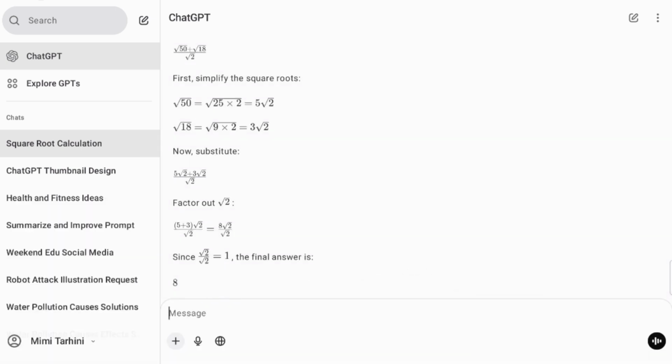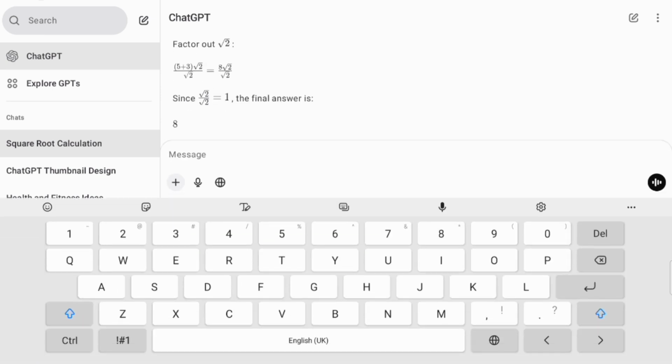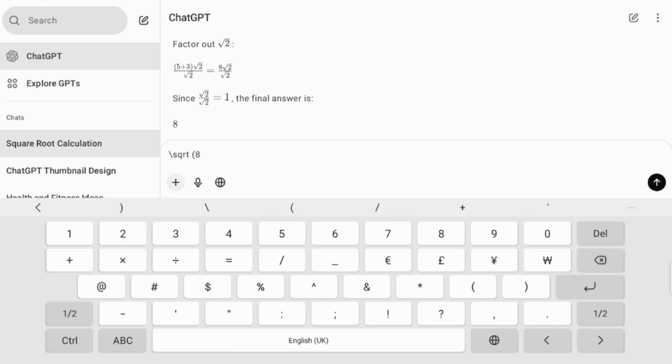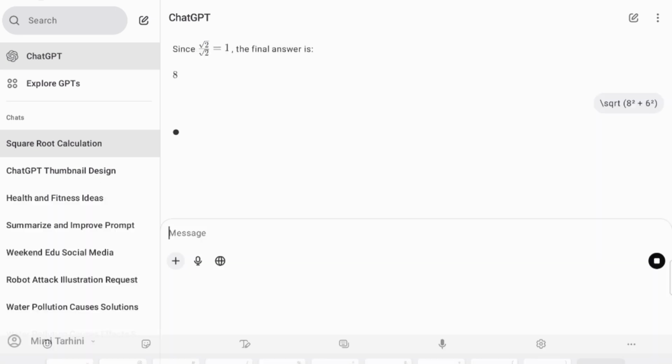And now let's take in another usage of the parentheses. If you want to type 8 squared plus 6 squared all under the radical sign, just simply type in the formula and write 8 squared plus 6 squared between parentheses.